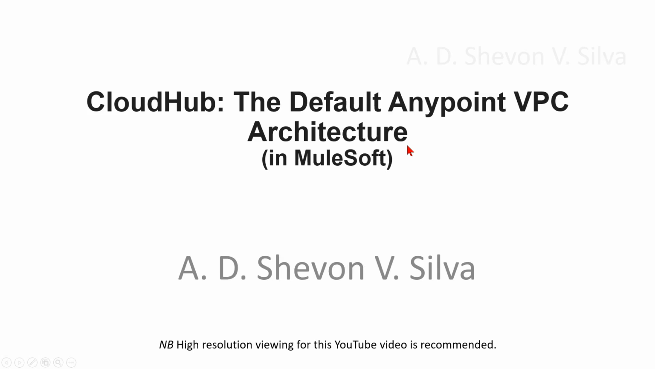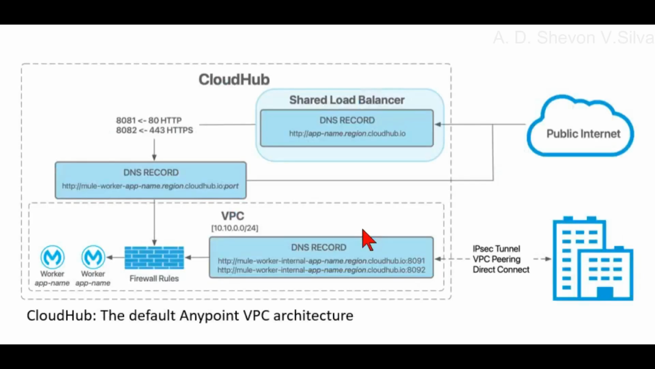CloudHub default Anypoint VPC architecture. Here you can see the default Anypoint VPC architecture in CloudHub. The Anypoint VPC is a logically private and isolated network hosted inside CloudHub.